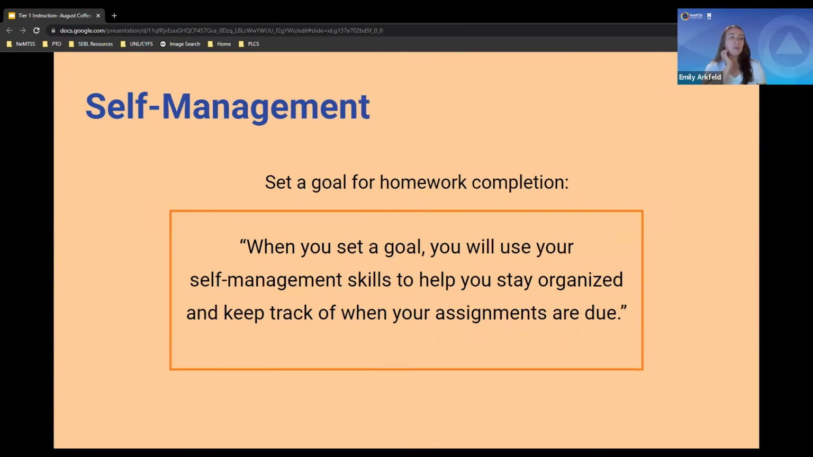When we look at self-management, again, I recognize my feelings and emotions, and how am I managing these? What am I doing to help bring myself back down to being regulated? But it's also about setting goals. When you're giving instruction about a project or homework completion, saying when you set a goal, you use your self-management skills to stay organized and keep track of when your assignments are due. So they're learning how to prioritize things, how to self-motivate themselves. And when students learn that, we're giving them that agency over their learning.